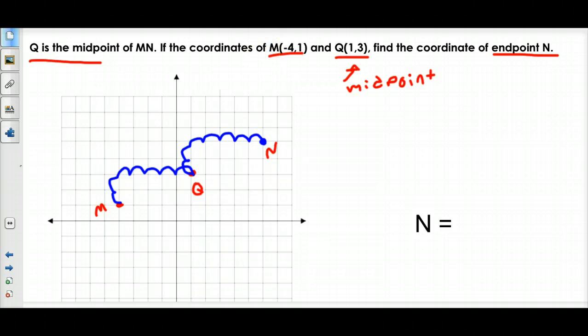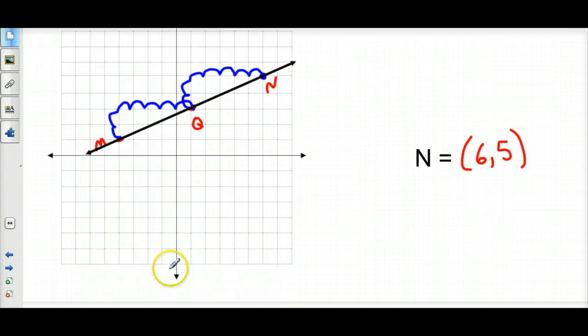Now let's graph our line. Let's put the line down. And sure enough, if you look at this, doesn't look like Q is your midpoint? Sure does. So N is, let's see the coordinate, 1, 2, 3, 4, 5, 6, up 1, 2, 3, 4, 5. So this would be (6, 5). And that's it, guys. That's all you got to do.